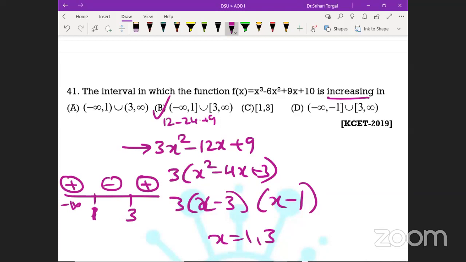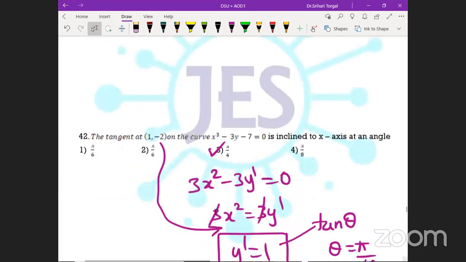The time is up, sir. Okay. It may be B or A also. Yeah. That is how you have to calculate.